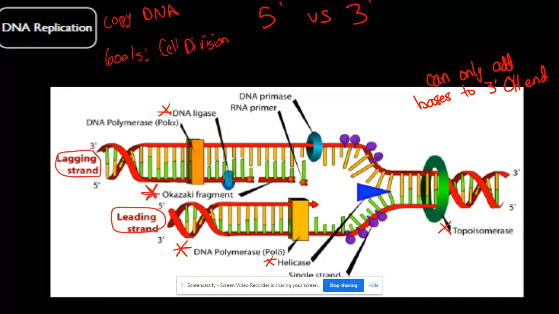Now, the other part that we need to get into in the case of replication is this process that they call a semi-conservative model. It's more of a big picture of replication happening. We're going to get in depth and talk about this process, but again, it's going to be more about the bigger picture of what's happening.